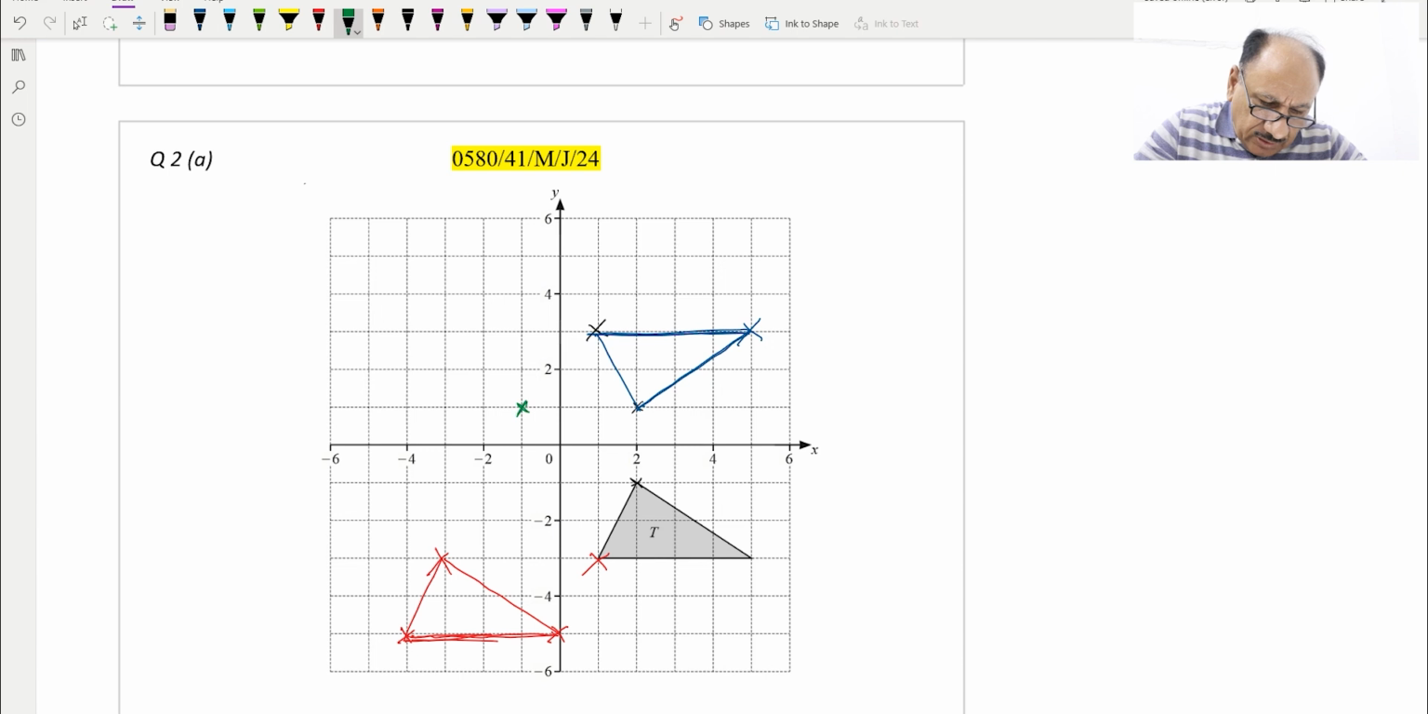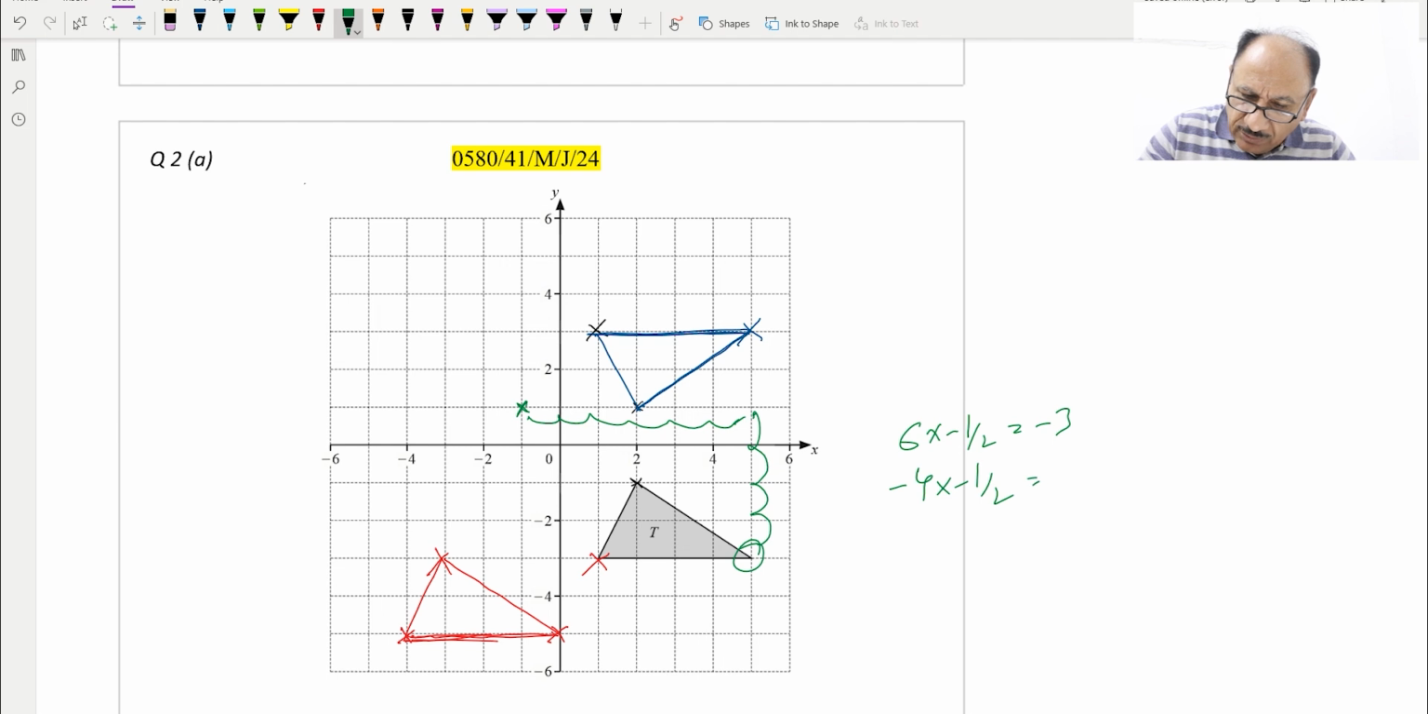So we'll have to identify first of all the center, which is given -1 and 1. So this will be the center, and from this center we will be checking all the points. Like for example, first of all, I will check this point. This is having 1, 2, 3, 4, 5, 6 units right, and 1, 2, 3, 4 units down. So 6 and -4. So what we will do, we will multiply this by -1/2, which is the scale factor, and we will get this as -3, and this will be 2.